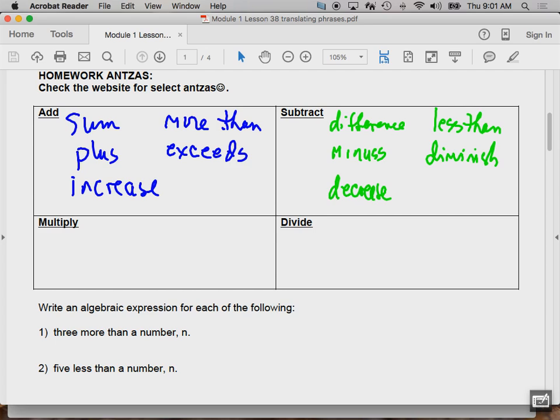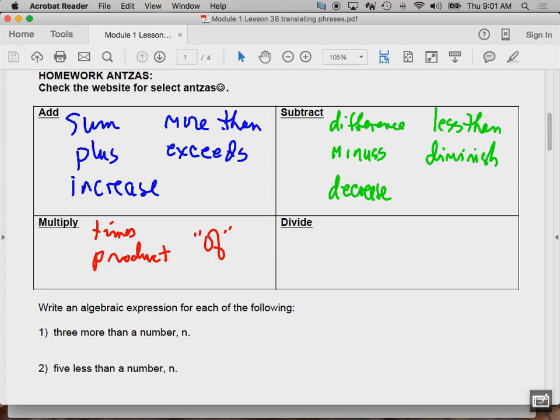Multiply: times, twice, you could say thrice if you're British. Product. And the other one that a lot of kids struggle with until I remind them is of. Now, of is not always going to be multiplied, but it's particularly used with fractions and percents. It'll say 25% of or 1/4 of.